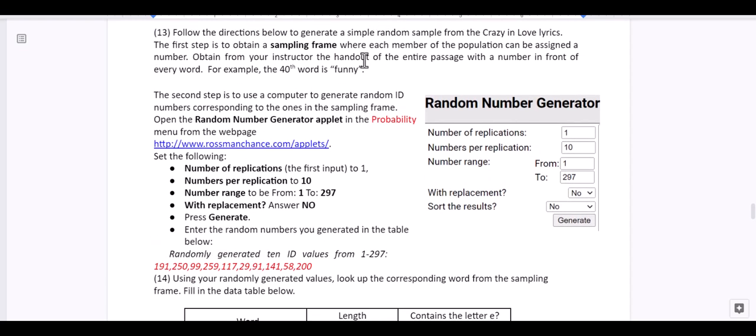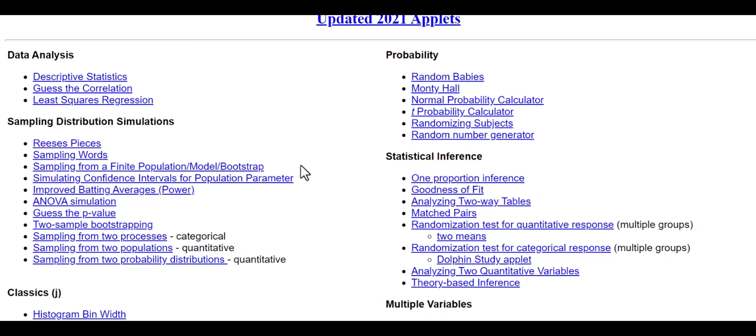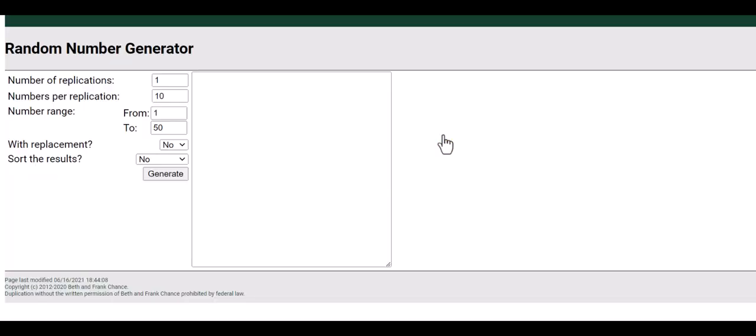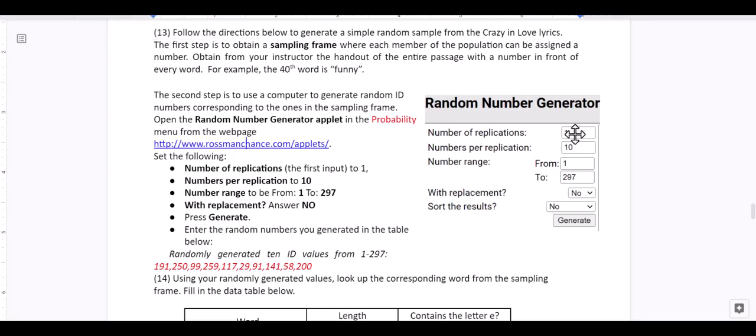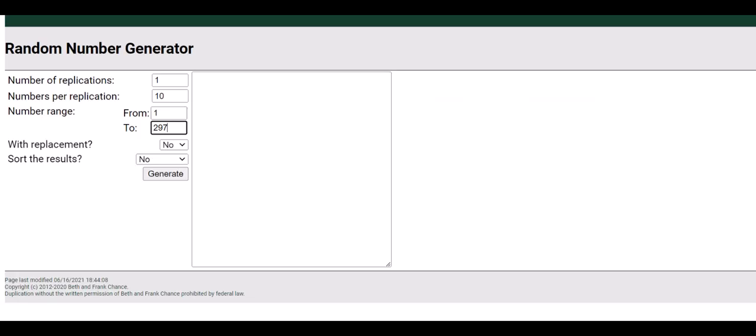And so let's go through it real quick. When you click on the link, it will bring us to the applet, and then we want to pick the random number generator. It's under probability. So random number generator, and it's going to bring this up. And so we want 10 from 1 to 297, and without replacement, we don't necessarily want to sort the results. So let's make sure that that's what it looks like. 10, 1 to 297, no, and then we're going to click generate. So that looks good.